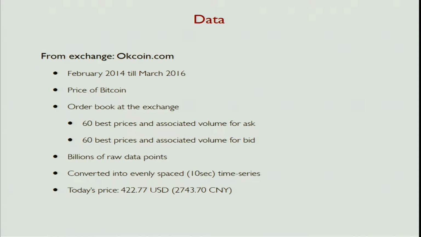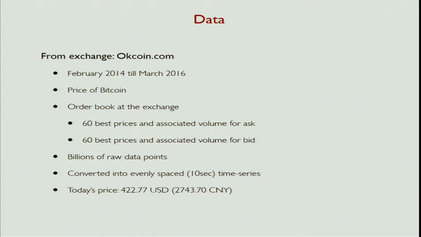Okay, so here's the data set that we used. We have been collecting data from OKCoin, an exchange in China, since Feb 2014. They don't have access to historical data, so you have to collect it, and so we have been collecting it since then. So now we have got a reasonable amount of data. It's the price of Bitcoin, but in addition, there's lots of other detailed information from the exchange. Roughly billions of raw data points, not massive, but a reasonable size.